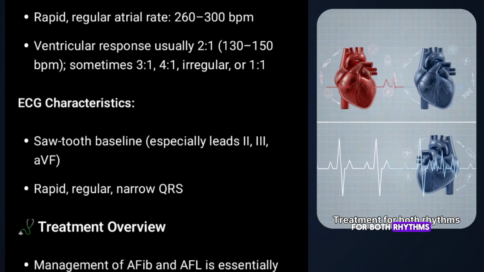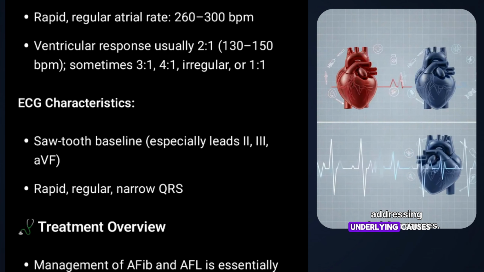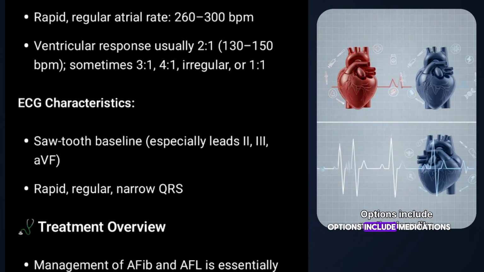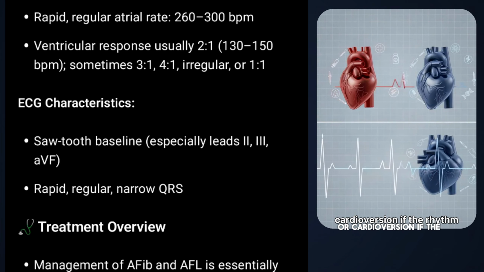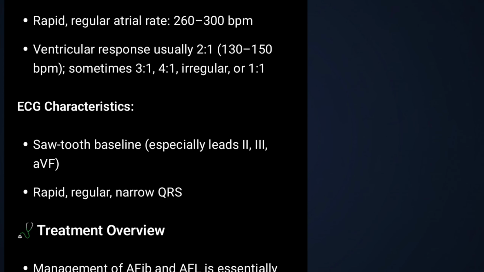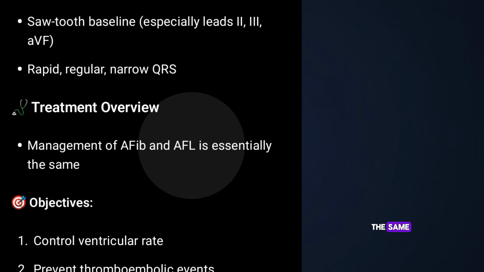Treatment for both rhythms focuses on controlling heart rate, preventing stroke, and addressing underlying causes. Options include medications like beta blockers and anticoagulants, or cardioversion if the rhythm is unstable. Treatment. The management of AFib and AFL are the same.